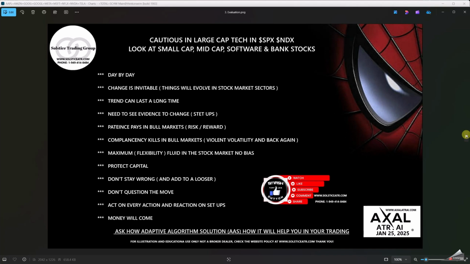Protect capital at all times, because the money you earn and you save on the sideline, don't put it in a high risk account and end up losing your principal. So always have a stop and don't stay wrong in your position and don't act like a loser. Don't question the move. When there's a setup and things are setting up to move up or move down, instead of being sideways, act on it. Don't question the move when it's offered to you. And last but not least, money will come to you.